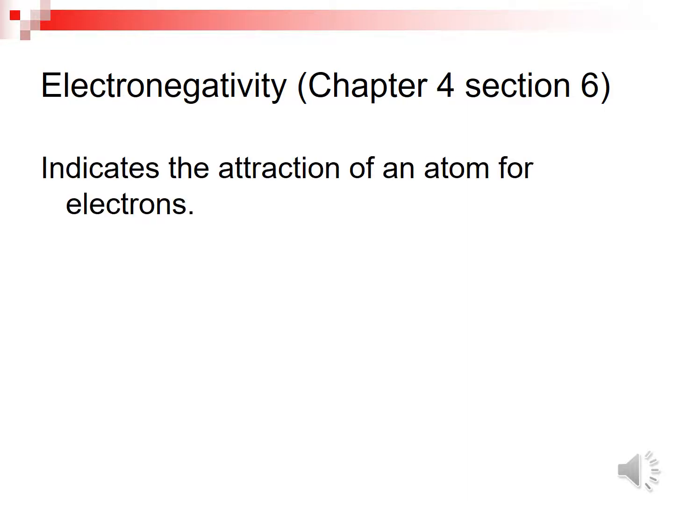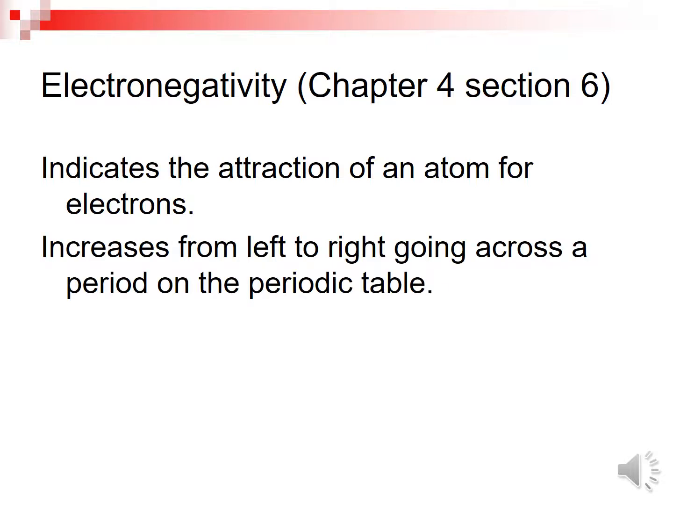Polarity is when the attraction that the atoms have for electrons is unbalanced. So when you have an unbalanced attraction for shared electrons, you'll have polarity. The degree that one atom pulls shared electrons to itself is called its electronegativity.